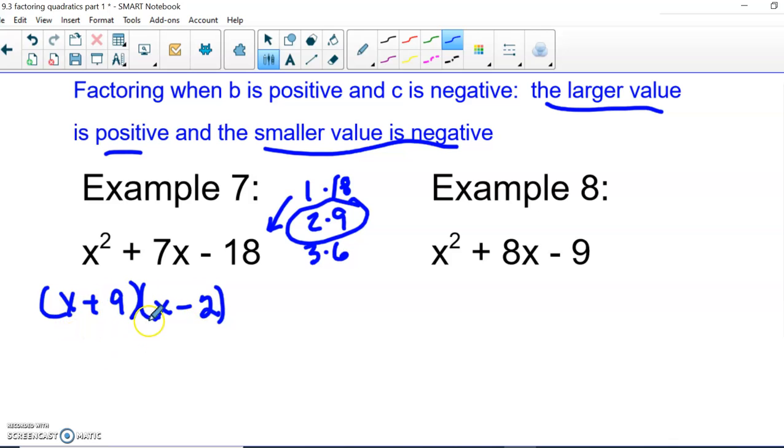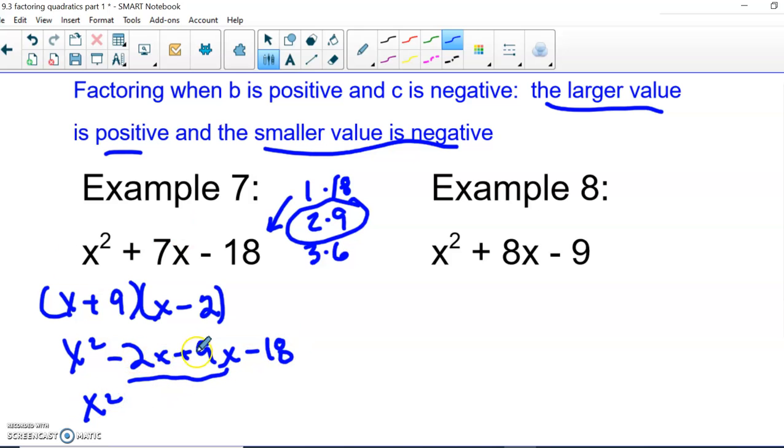So our first would be x squared. Our outside would be negative 2x. Our inside in our FOIL would be 9x. And our last would be 9 times negative 2 would give us negative 18. Combine our like terms together. Negative 2, positive 9 gives us positive 7x, minus 18, and we're back to where we started.